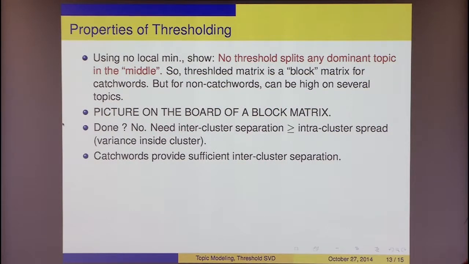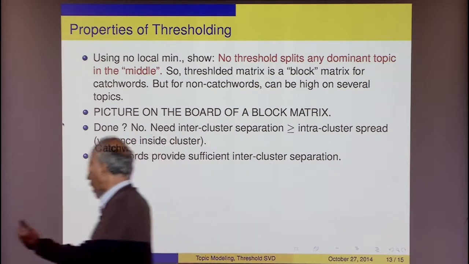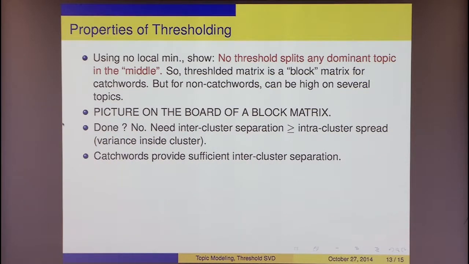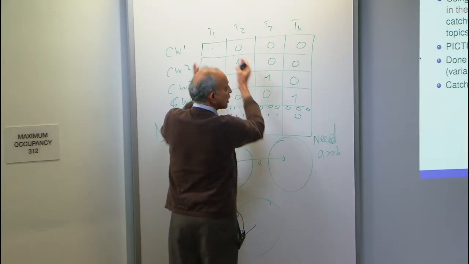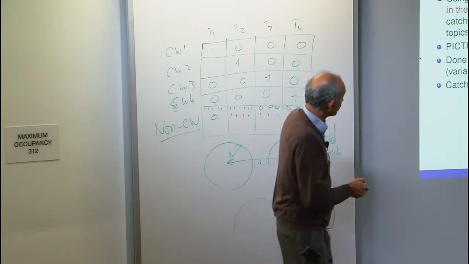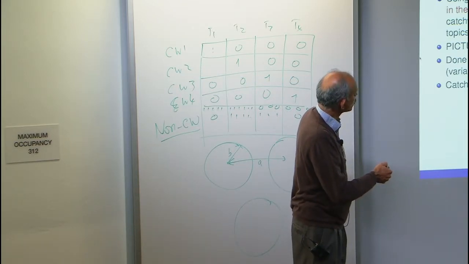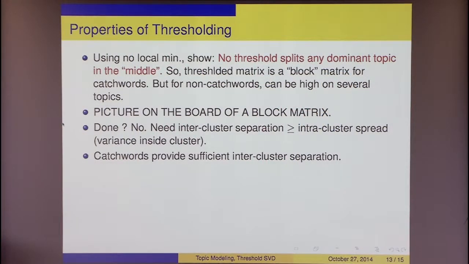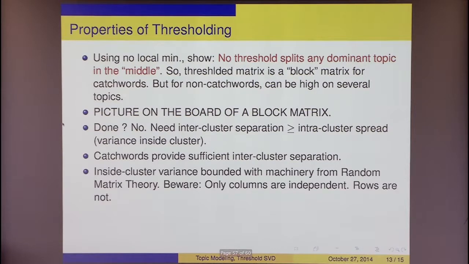Now, catchwords provide sufficient inter-cluster separation. So this 1, 0, and 0, 1 says these two clusters are very far apart, sufficiently far apart. That satisfies one side of the inequality, that inter-cluster separation is large. How about intra-cluster spread, the variance inside a cluster? Inside cluster variance, it turns out, can be bounded, but this needs machinery. We have to use machinery from random matrix theory.